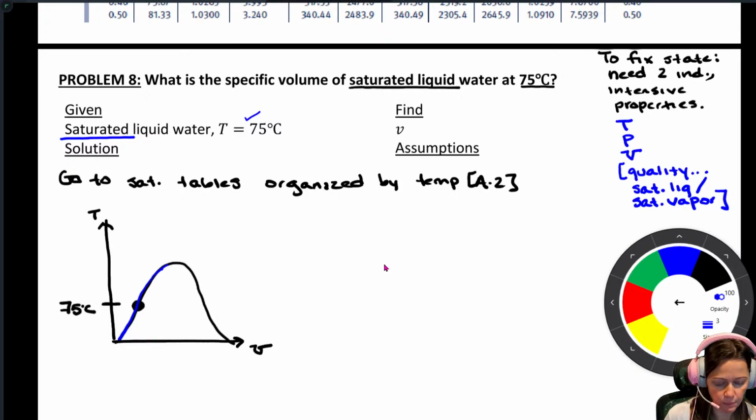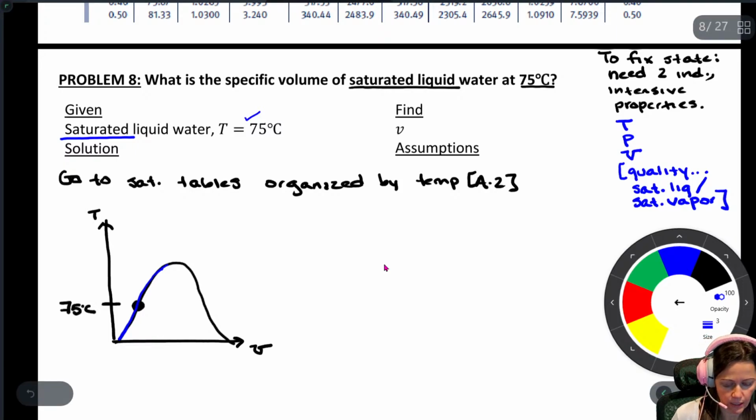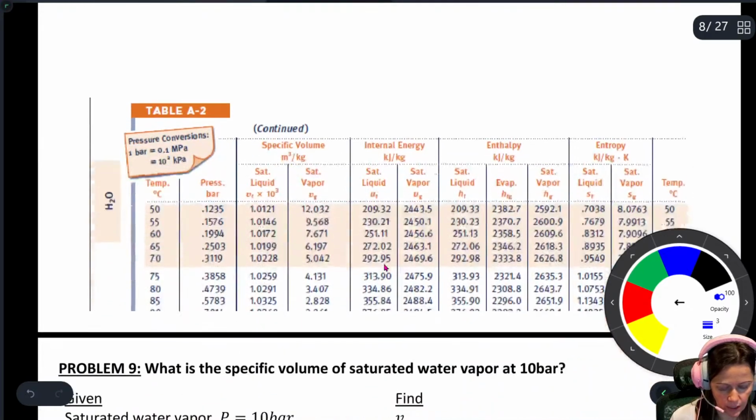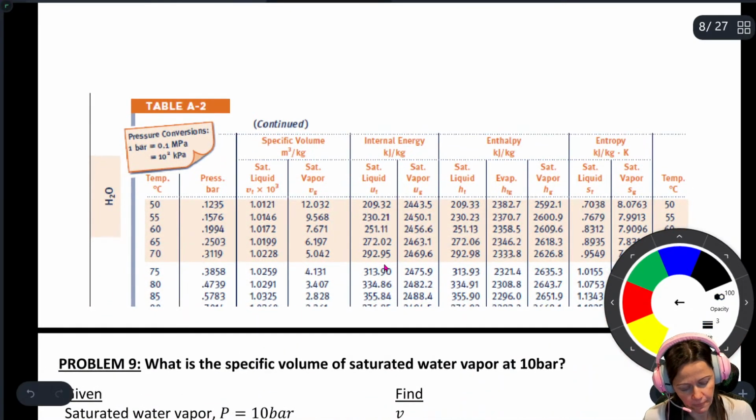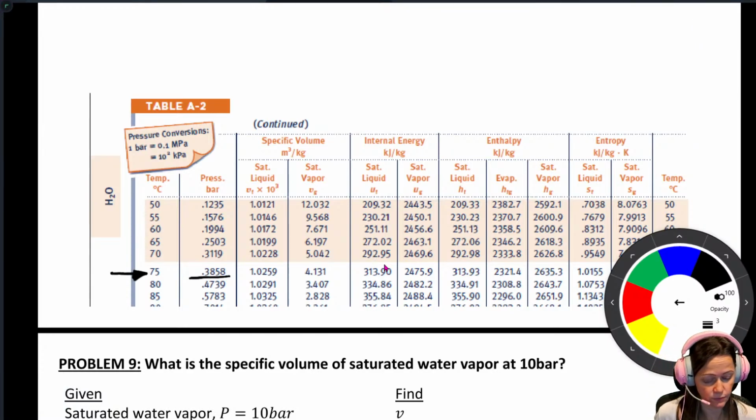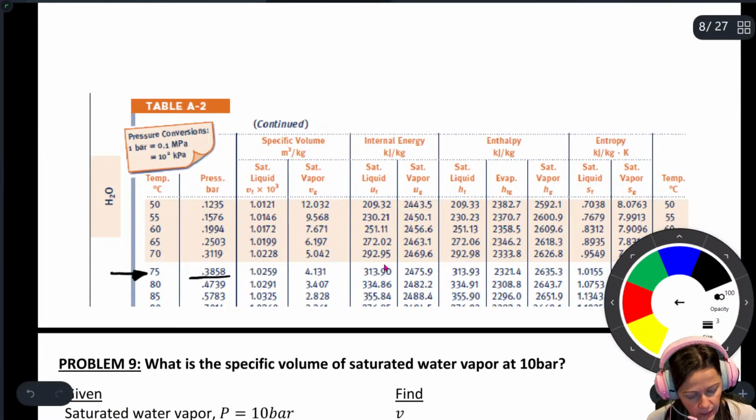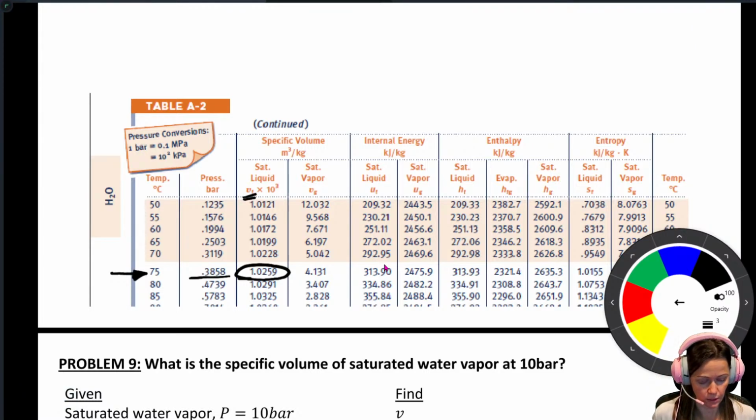So where the dot is, that's the state of my substance. So if I go to table A2, down here there's a cutout of A2. Well, at 75 degrees Celsius, there's my pressure. That's not needed, but there's my pressure, 0.3858 bar if I needed that. But what I do need is my specific volume, and it's this number right here, because the V sub F is the specific volume of the saturated liquid, right?